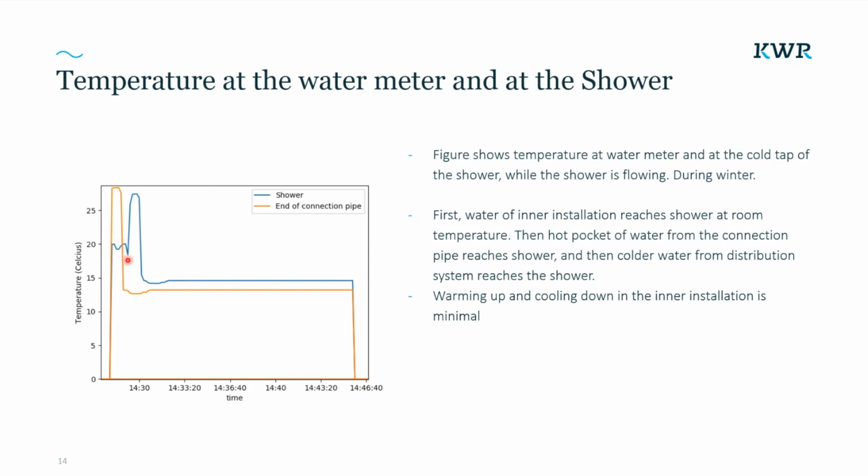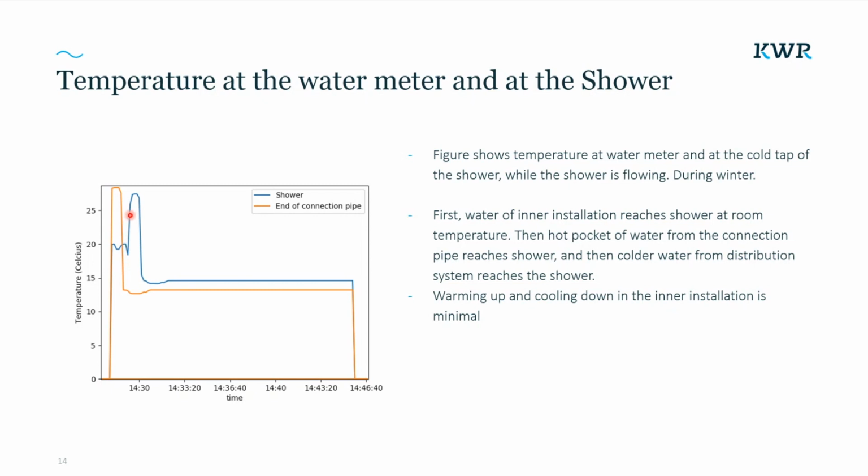Initially we get a pocket of water of about 20 degrees Celsius or 68 degrees Fahrenheit. This is the water that was in the distribution net within the house, somewhere between the water meter and the shower, and it has been heated up to room temperature, which was 20 degrees Celsius in this case.